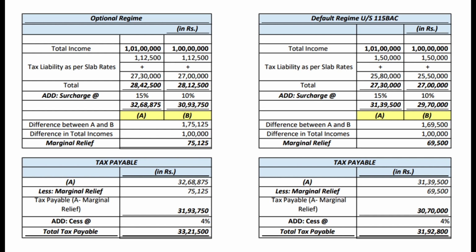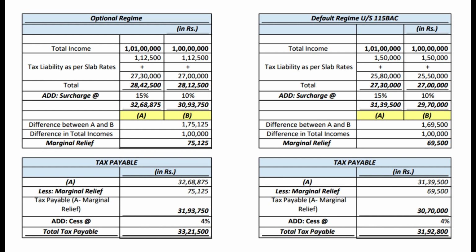Suppose the assessee's total income is 1 crore only instead of 1 crore 1 lakh. The tax liability will be rupees 1 lakh 50,000 plus 30% of 1 crore minus 15 lakh rupees, that is 25 lakh 50,000 rupees. The total tax liability will be 27 lakh, and to this we are going to add surcharge of 10%, since the total income has exceeded rupees 50 lakh but not rupees 1 crore. The surcharge will be levied at 10% only. The total tax payable will be 29 lakh 70,000 rupees.